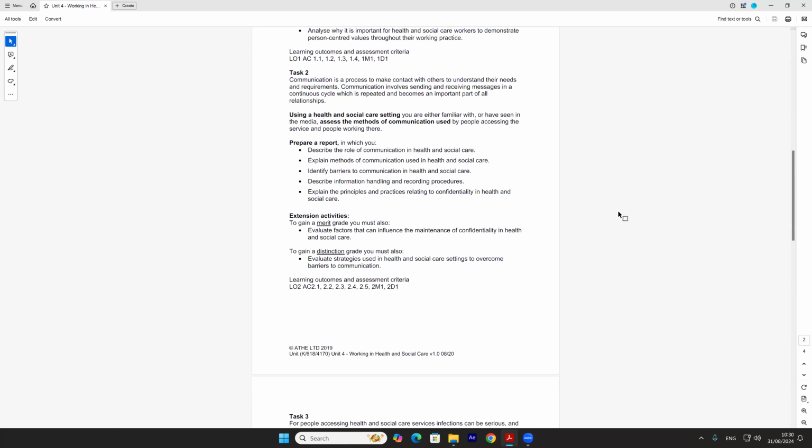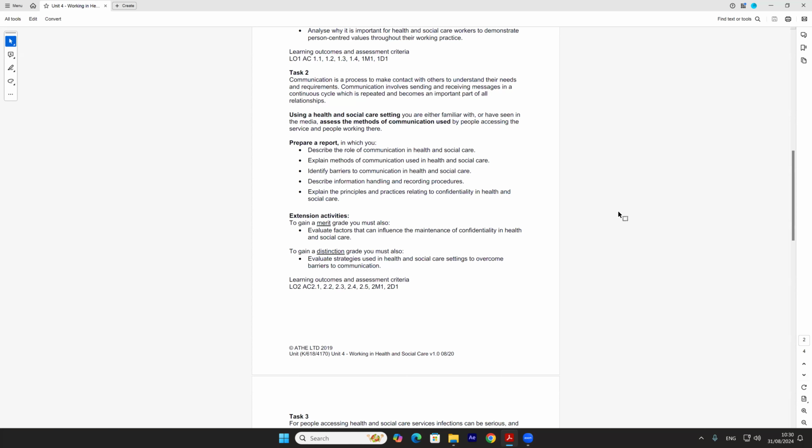First we have respecting privacy. Confidentiality ensures that personal information about an individual's health and care is kept private and only shared with those who need to know. Then we have building trust. Individuals are more likely to share important information with care providers if they trust that their information will be kept confidential, and this is crucial for effective care planning and delivery.